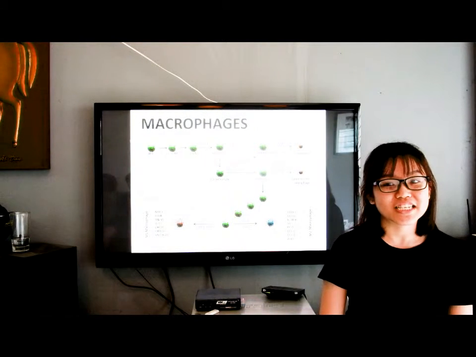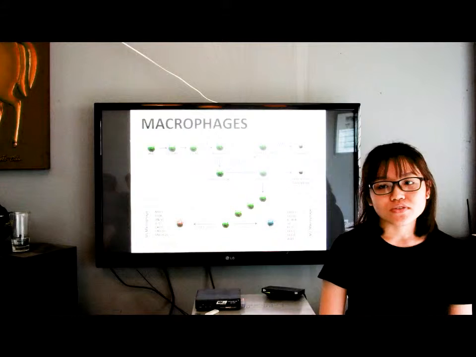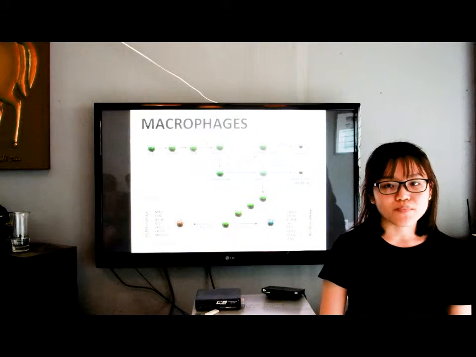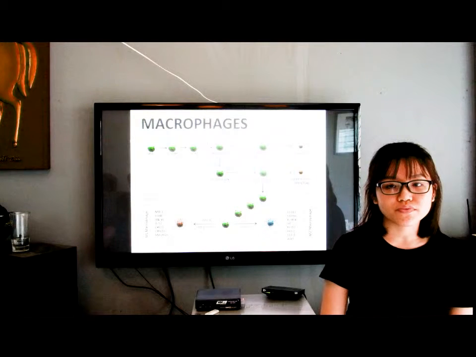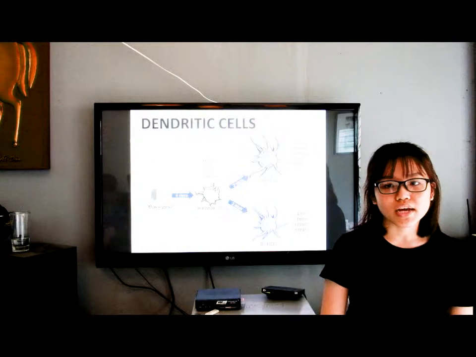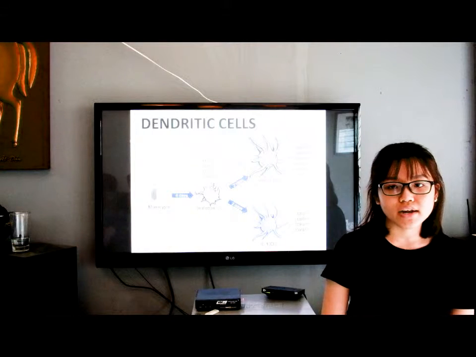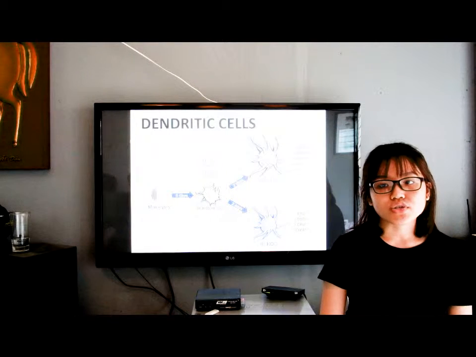Monocytes will combine with GM-CSF, or granulocyte macrophage colony stimulating factor, and interferon gamma and TNF alpha, or interleukin 4 and interleukin 13. If it combines with GM-CSF, it will become an M1 macrophage, while combined with interleukin 4 and interleukin 13, it will become an M2 macrophage. Dendritic cells: monocytes can differentiate into dendritic cells by adding the cytokine granulocyte macrophage colony stimulating factor, or in short GM-CSF, and interleukin-4.